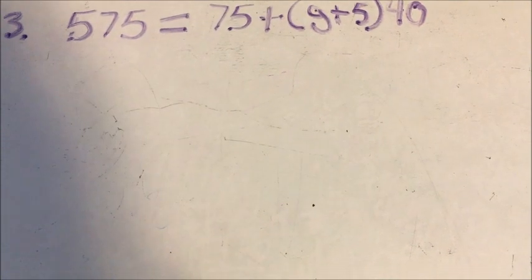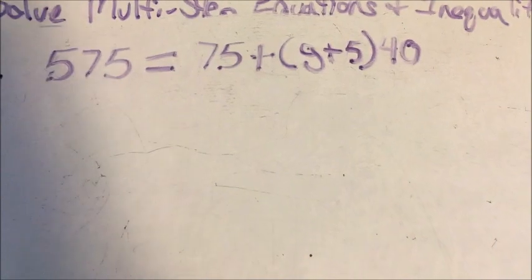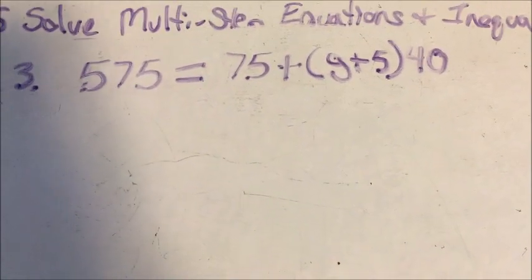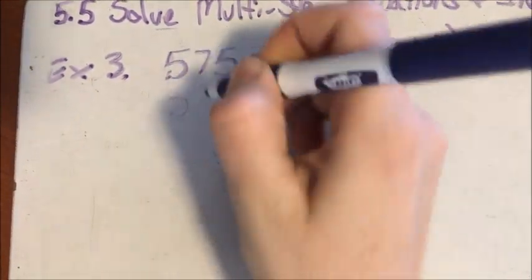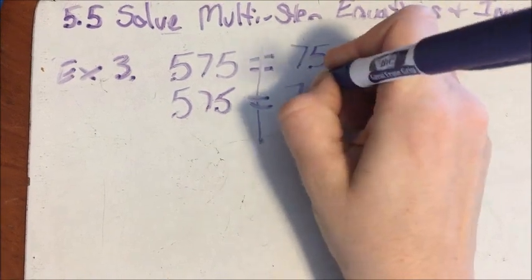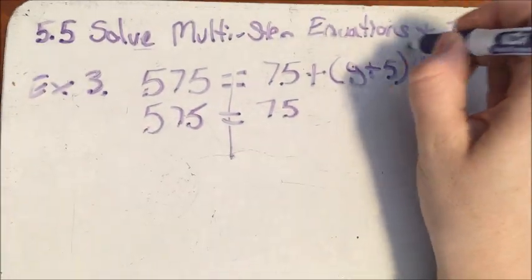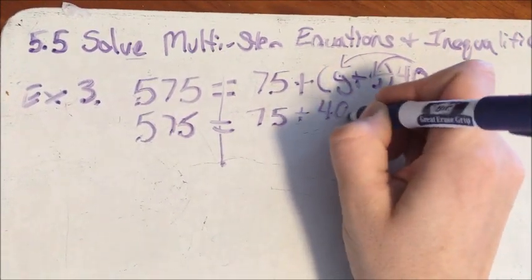I then need to solve it using the distributive property, and then my steps to solve a typical equation. Okay, so 575 is just going to stay here. 75 stays there. Distribute or multiply the 40 by both things, so plus 40G.